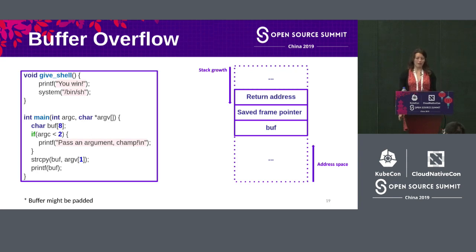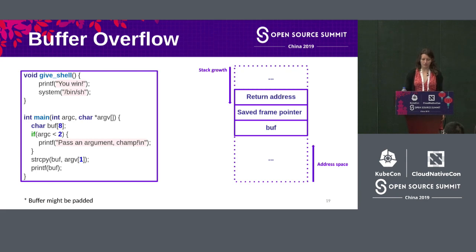So for example, we have this function, which is vulnerable to buffer overflow, because you have a buffer of 8 bytes, and you're not checking the size, you're just overwriting it with whatever was passed to the function in argv. And then let's assume you have this magic function, give_shell, which just opens a shell for you, and you can do whatever operation you want afterwards.